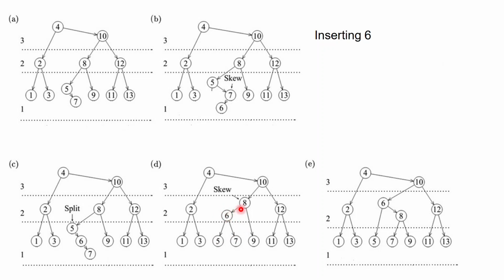You keep going up. You have an 8 here, which has a right-left edge to 6. So this thing is not allowed. So Skew is going to fix that. It's going to do a right rotation at 8. It's going to move 8 clockwise. 6 now is going to become the parent of 8.